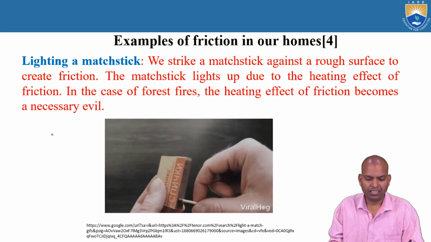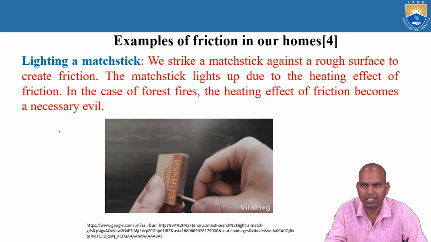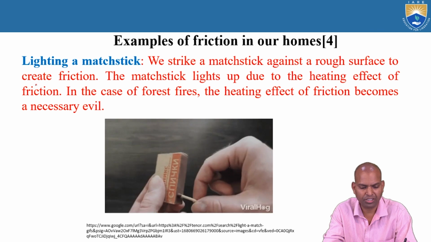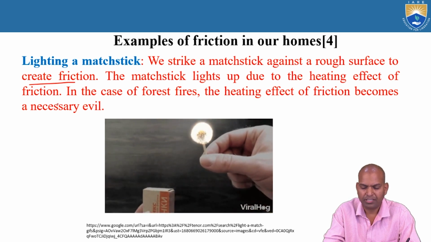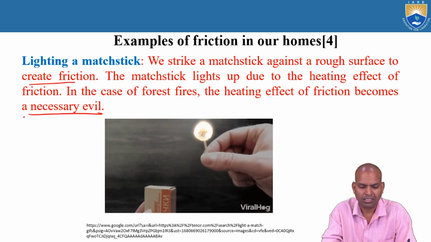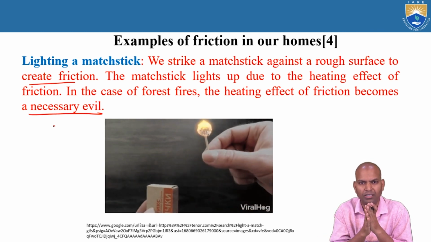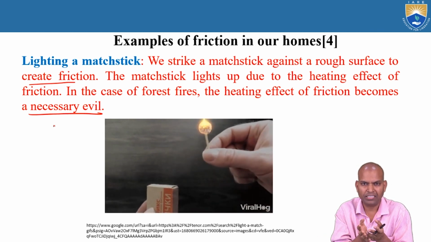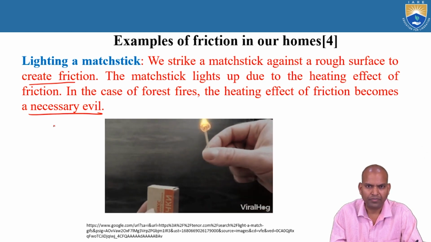Lighting a matchstick is one example of friction. If we strike a matchstick against a rough surface, it creates friction, and due to the heating effect of the friction the matchstick lights. In the case of forest fires, the heating effect of friction becomes a necessary evil. Due to rubbing of two bodies or two surfaces, heat is generated. That heat causes the forest to catch fire. So forest fires are due to friction.